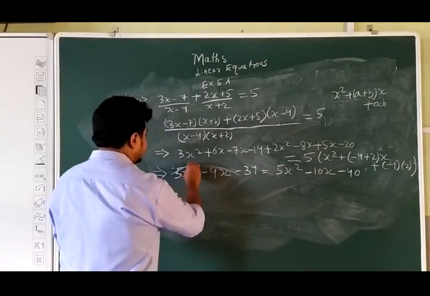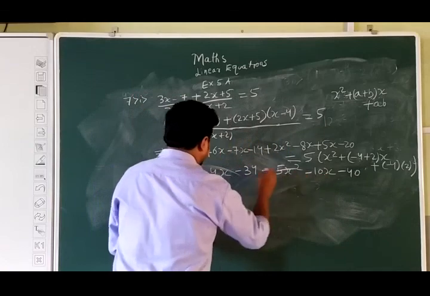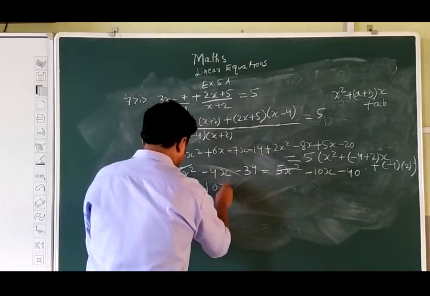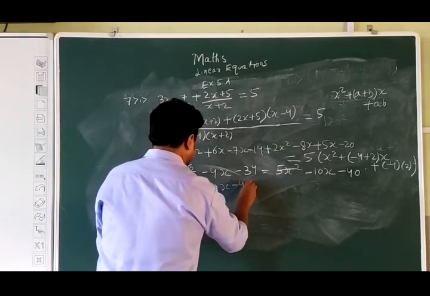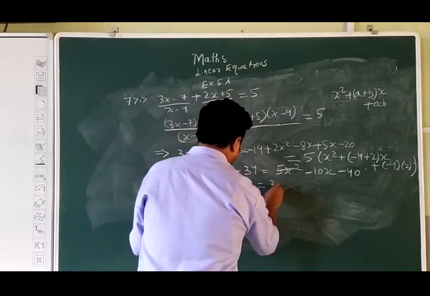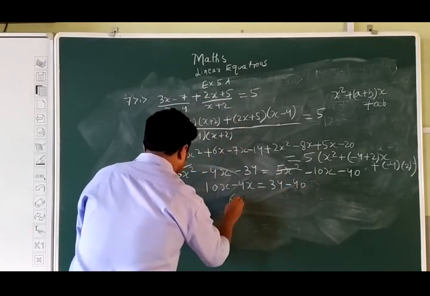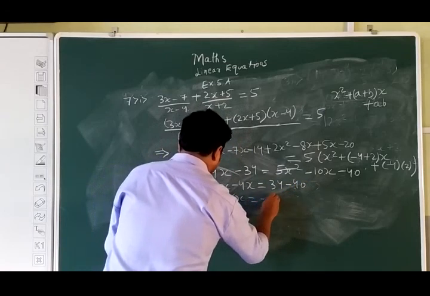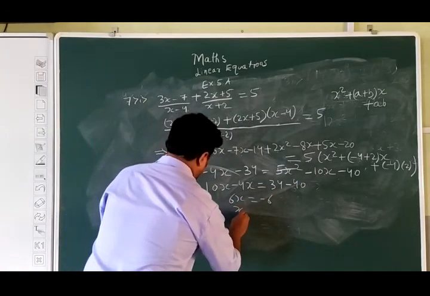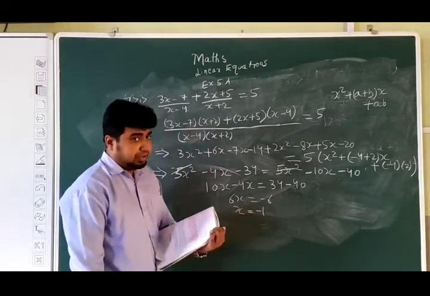So we can cancel these two terms directly. We will be bringing this 10x to this side. 10x minus 4x will be equal to 34 minus 40. So from here we are getting 6x is equal to minus 6. So x we are getting equal to minus 1. So this is question number 7 bit 1.